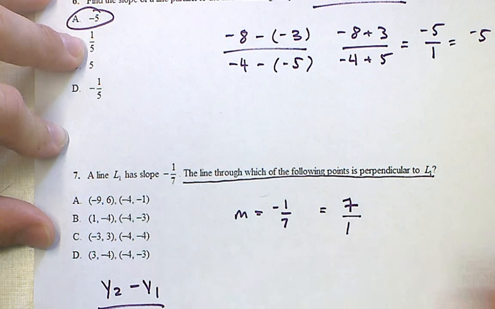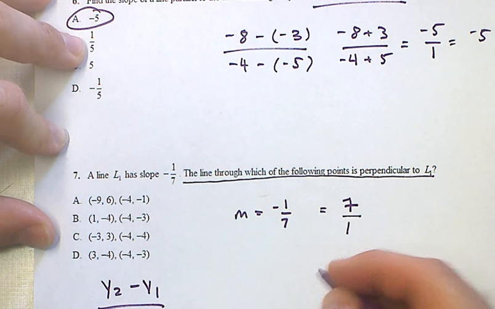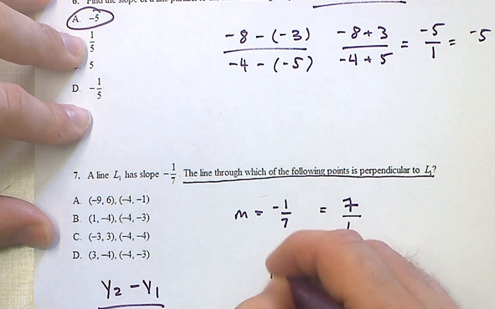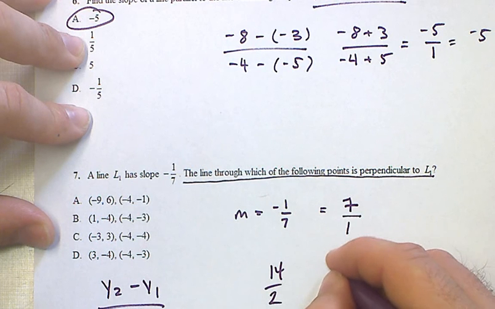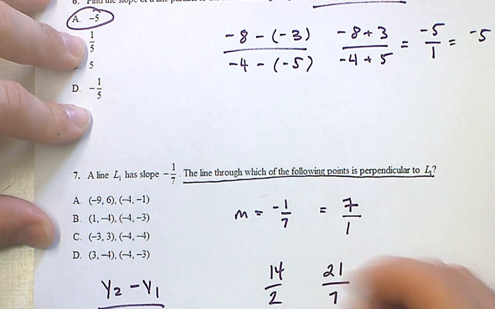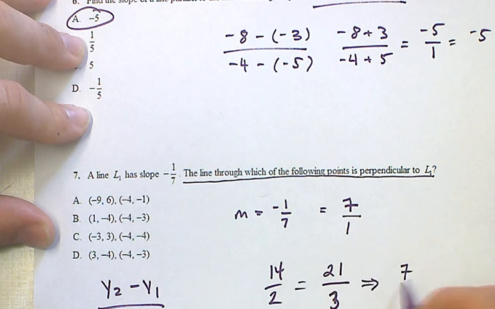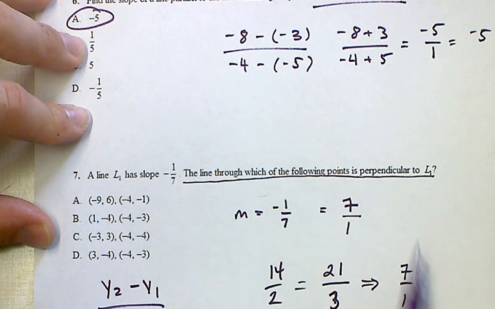Now, one of these answer choices may give you an answer like 14 over 2. Or maybe they give you 21 over 3. And these also reduce to 7 over 1. So if one of those slopes gives you that 7 over 1, that would be the slope that's perpendicular.